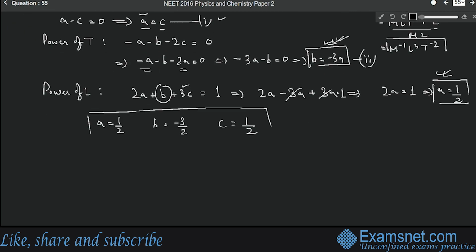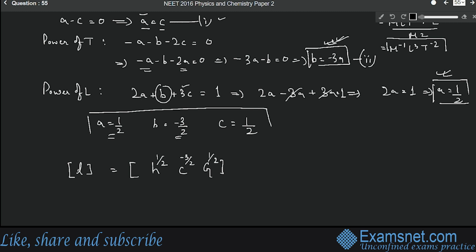So let's write the equation that we had written initially. We know that the dimension of length was same as the dimension of a combination of h, c and g, right? And the power of h was a. So a is equal to half here. The power of c was assumed to be b, that means minus 3 by 2. And the power of g was assumed to be half. Again, sorry, this is c. So that is also half, right?